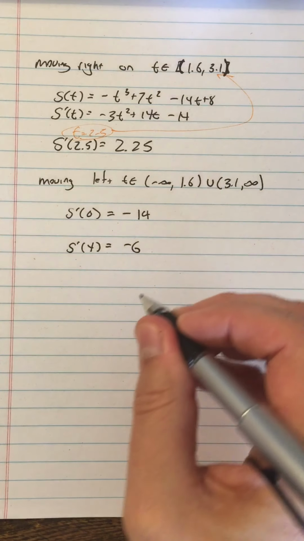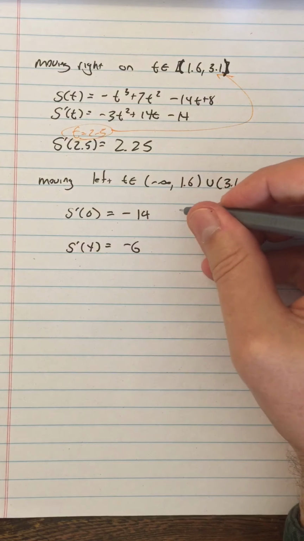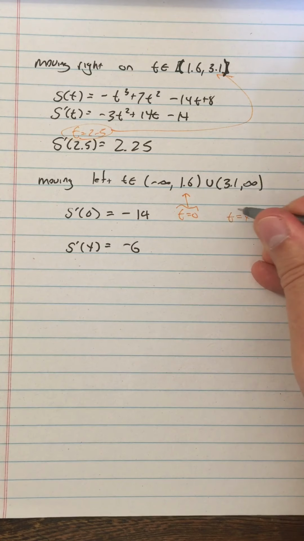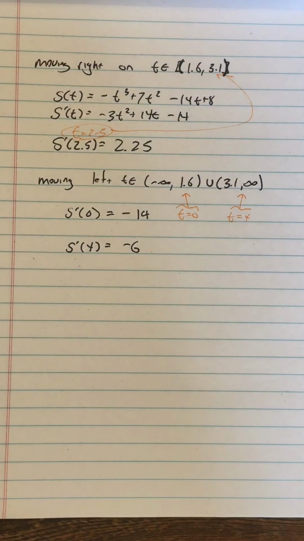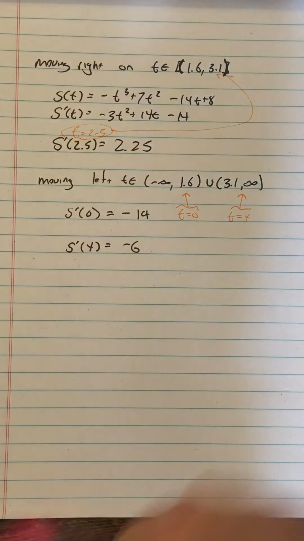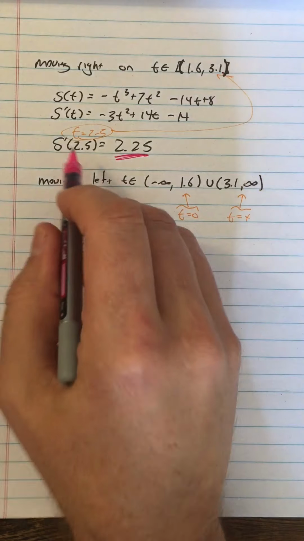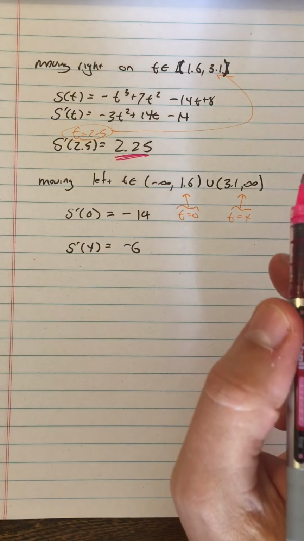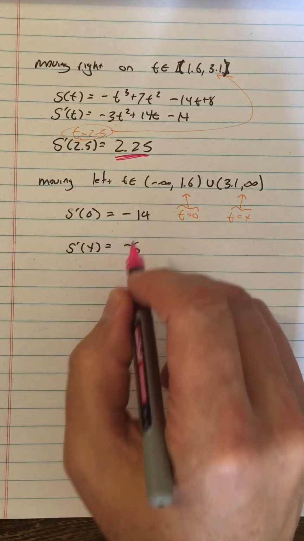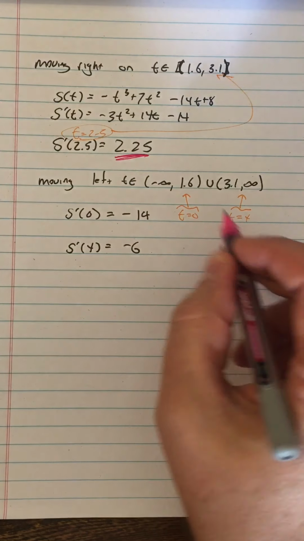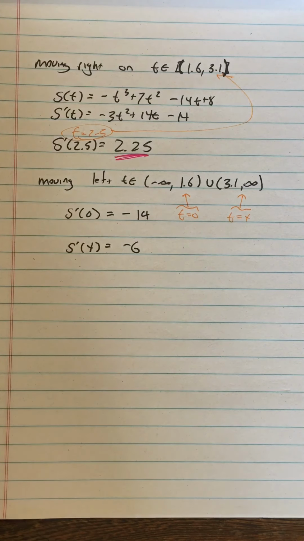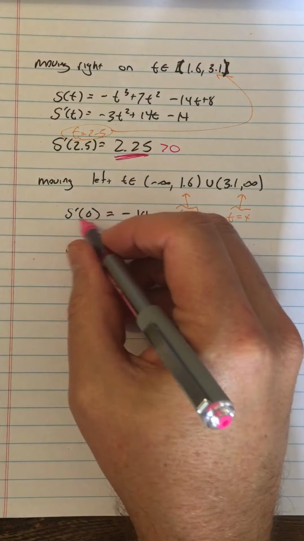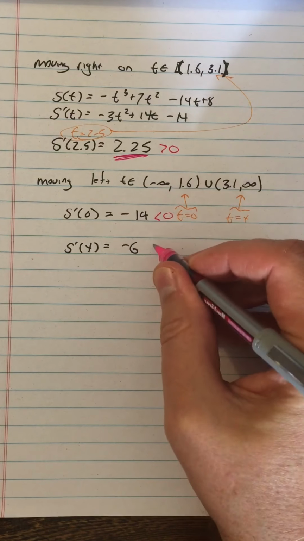Now, t equals 0 is in this interval, and t equals 4 is in this interval. So let me ask again, what is interesting about this number, s prime of 2.5, where 2.5 belongs to the interval where the object is moving to the right, and these two values, which come from t equals 0 and t equals 4 when the object is moving to the left? What is interesting about s prime of 2.5 is that it is positive, and what's interesting about s prime of 0 and s prime of 4 is that they are both negative.